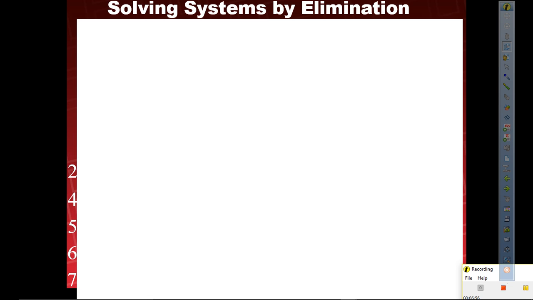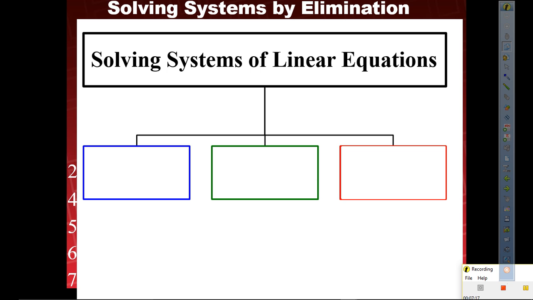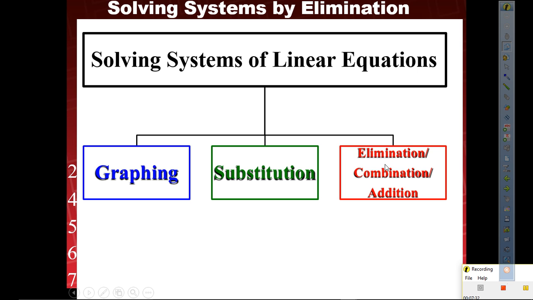So let's recap really quick before we get started with our notes. You do need a Frayer model. Look up. We are still on solving systems of linear equations. The first method we already saw with the warm-up, and it was graphing. Do we know how to do that? Yes. Second method is substitution. Do we know how to do that? Yes. Today we're going to cover a method called elimination, also known as combination, also known as addition. All 3 are the same method.